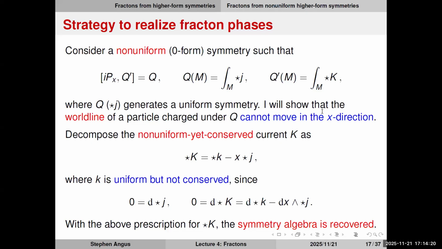And with this, in a sense, we've kind of gone backwards, but with this prescription for star of k, if we plug this into here and check the symmetry algebra, we recover exactly this initial symmetry algebra that we started with.